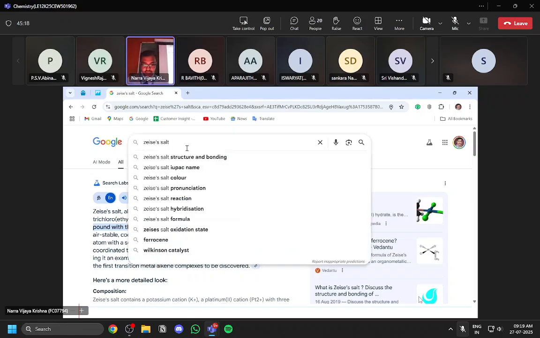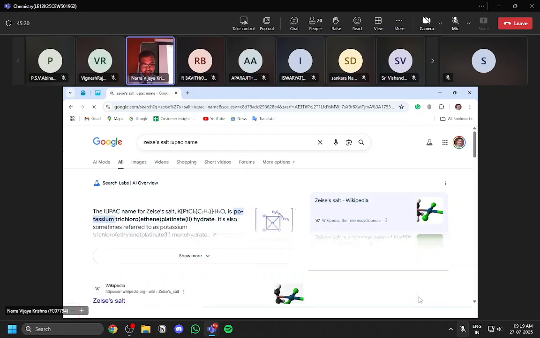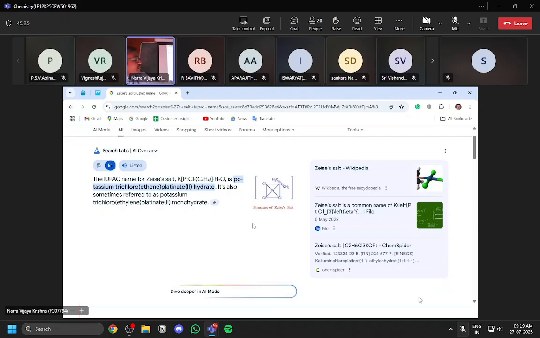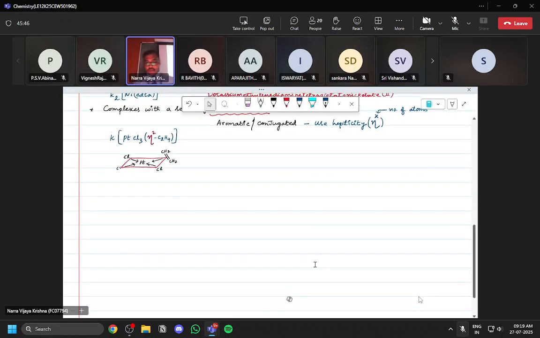Observe the IUPAC name: trichloridoethene. We should not use chloro. Chloro is old nomenclature. We have to write chlorido. So trichlorido ethene. That's all. Potassium platinate has been given with another water molecule at the end, dot H2O. That's why they are writing that hydrate at the end. We will also use the same, so I am writing dot H2O.